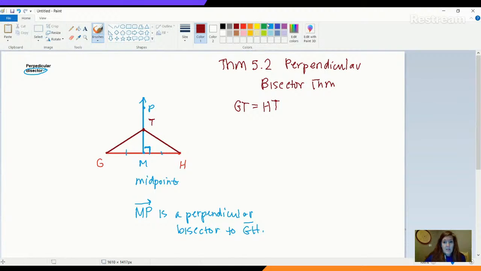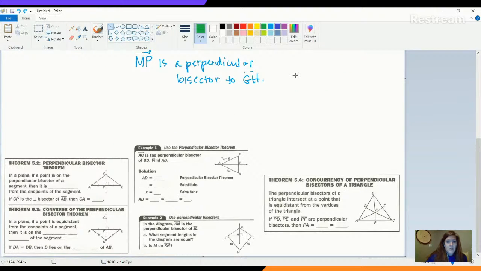And it doesn't have to be point T. Like I said, it could also be a point up here, right? We could call that point, I don't know, S. So then, again, if I drew up from my endpoint G to S and from my endpoint H to S, then GS would be equal to HS. Also true. Okay, so that is our theorem, 5.2, perpendicular bisector. Don't forget to fill in your theorem sheet as well.